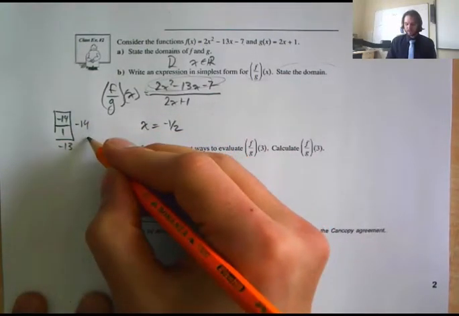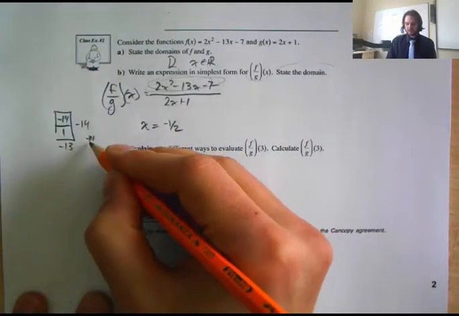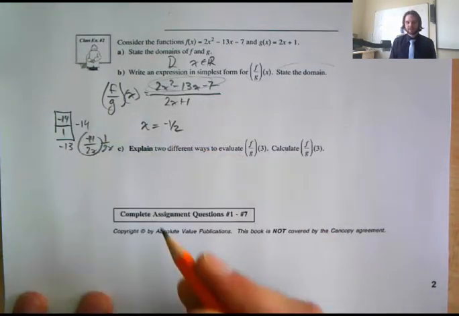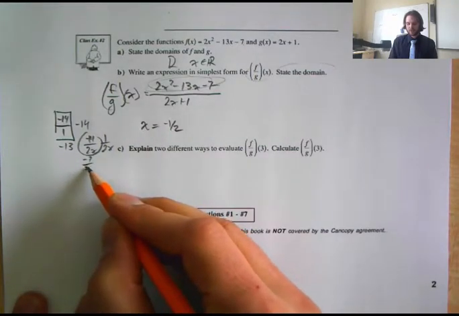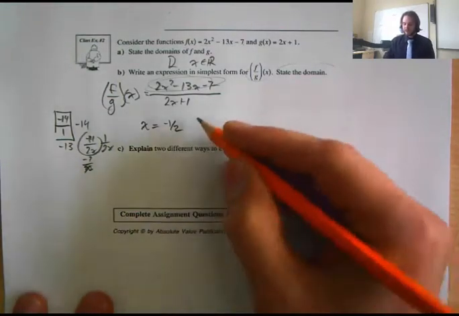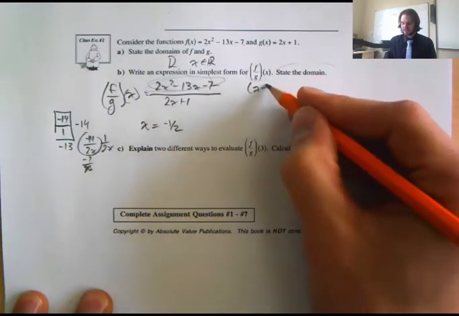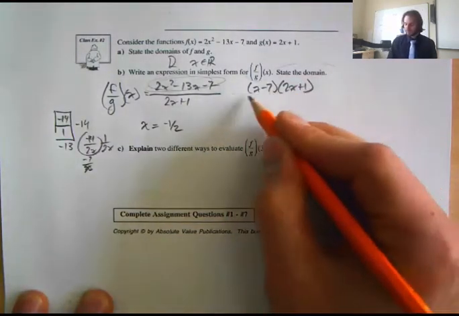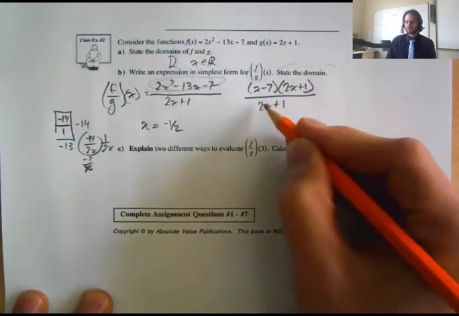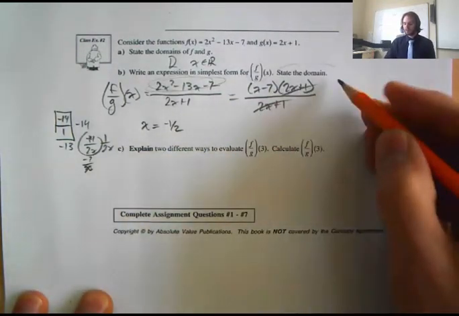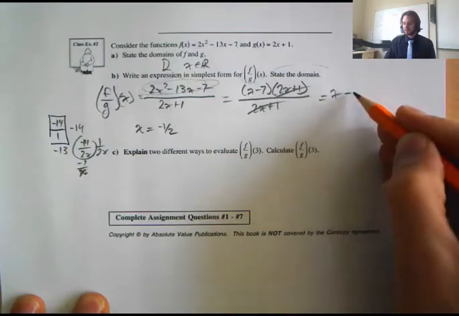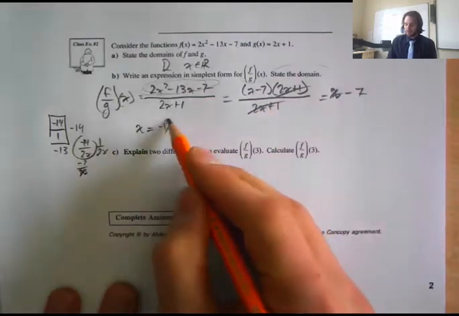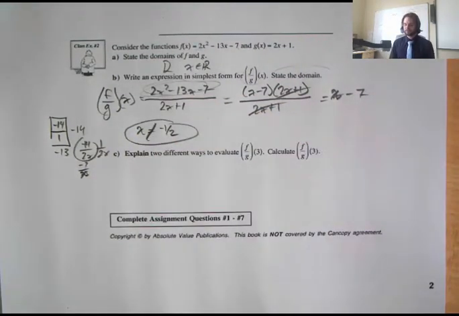Okay? So we end up getting negative 14 all over 2x, and we have 1 all over 2x. This can be simplified to negative 7 over x. Okay? So I have x subtract 7, and we have 2x plus 1 all over 2x plus 1. Okay? These cancel off. I'm left with x subtract 7. Okay, there we go. And remember, x cannot equal negative 1 over 2.